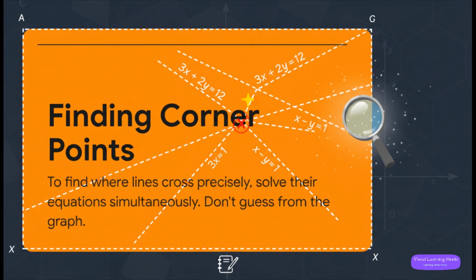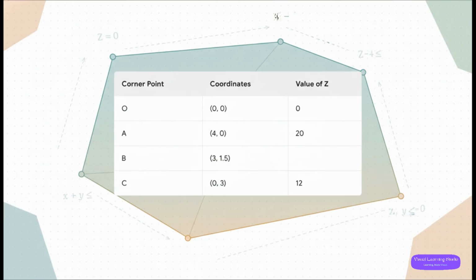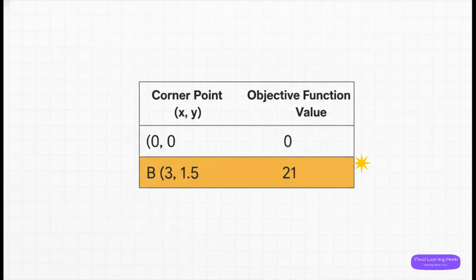Don't just eyeball it. With our corner points found, we just plug them into a simple table to test them in z. And boom, the table shows us the winner. The maximum value for z is 21.